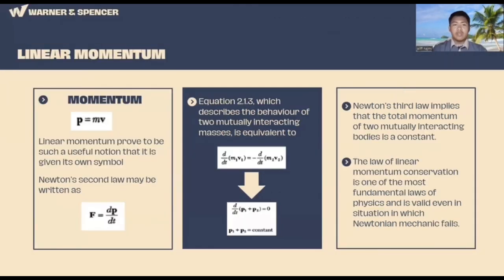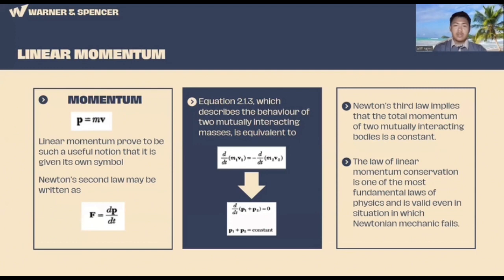Next, we move to linear momentum. Basically, momentum is p equal to mv. Linear momentum proves to be such a useful notion that it is given its own symbol. Newton's second law may be written as F equal to dp over dt. We can see that the equation which describes the behavior of two mutually interacting masses is equivalent to d over dt of m1v1 equal to negative d over dt of m2v2.